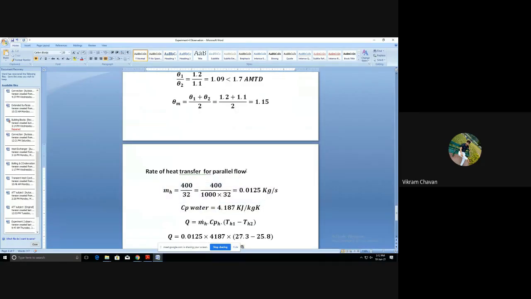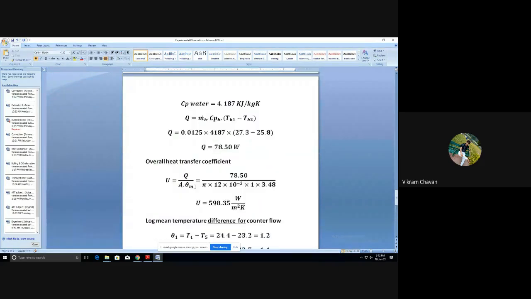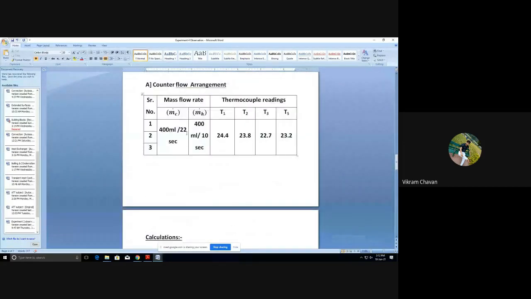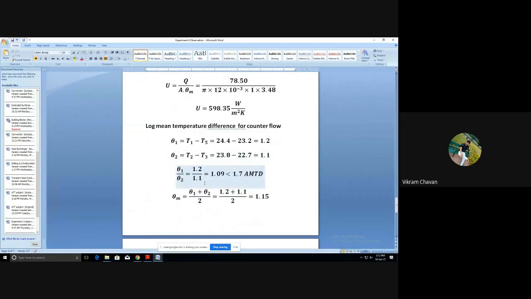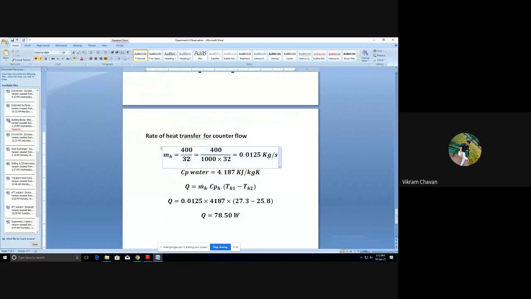Rate of heat transfer for counterflow. So m dot h, the mass flow rate for the hot fluid for counterflow, is 400 ml divided by 10, and here also 10. How much is it equal to? 0.04. Great. Then Cp is the same value.